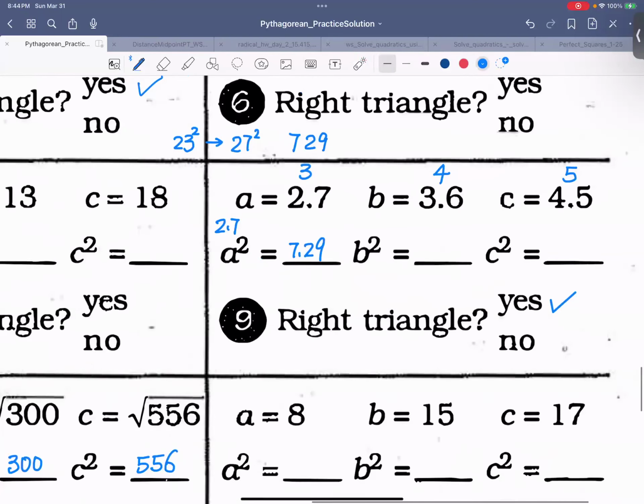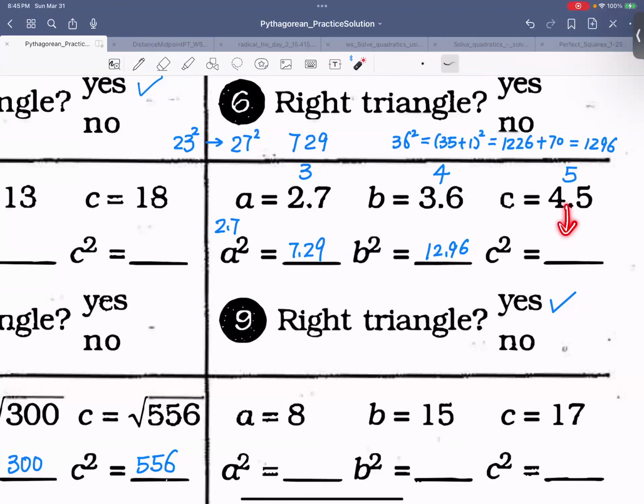36 square. 36 square is 35 plus 1, parenthesis square. 35 square is 3 by 4, which is 12, 1225. 1225 plus that last one is 1226. And then plus double of this, which is 70. So you have 1296. Make sense? So 12.96. That guy square is 4 by 5, which is 20. Last 2 digits is 25.